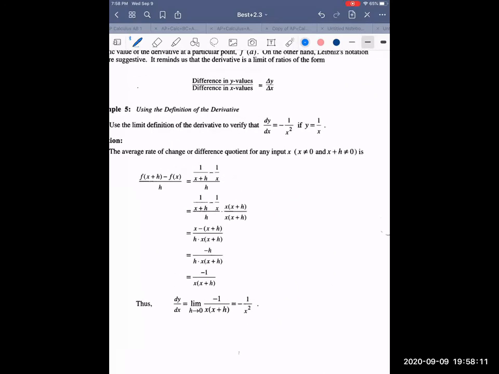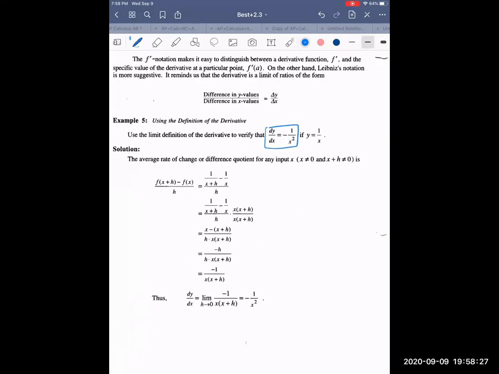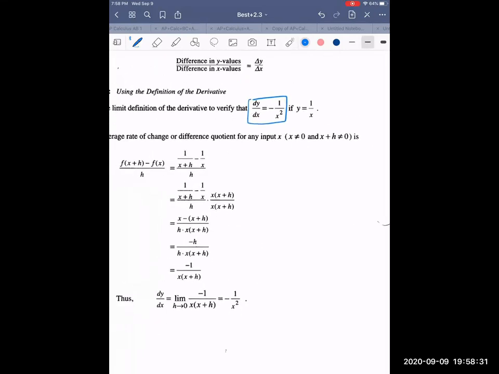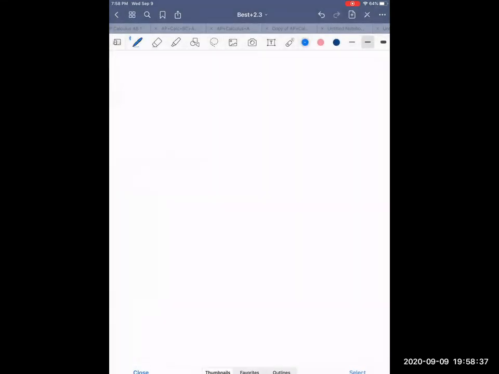Here's a problem where they want you to verify that the derivative of a function is negative 1 over x squared if y equals 1 over x. And so he used, again in a terrible way, the limit definition. But let's just do one more for practice.